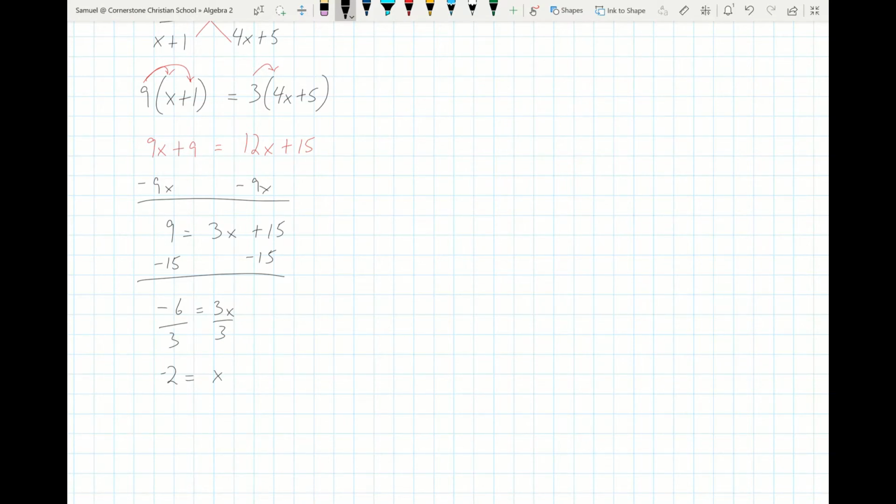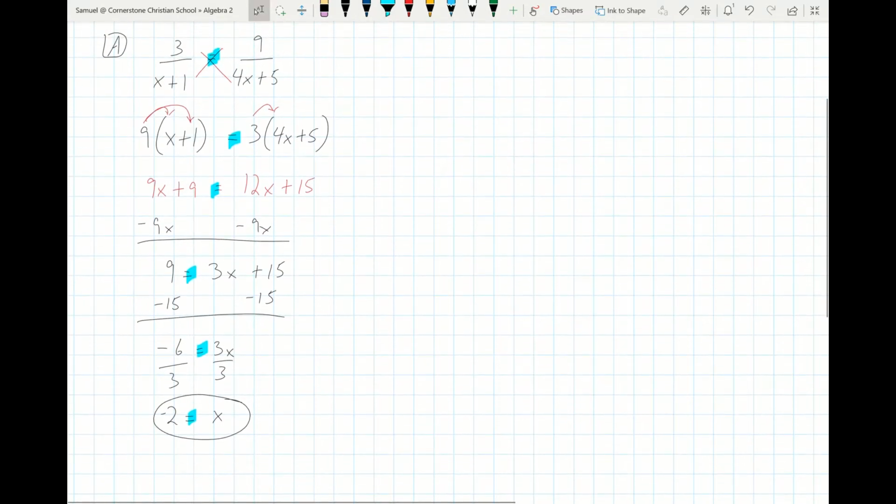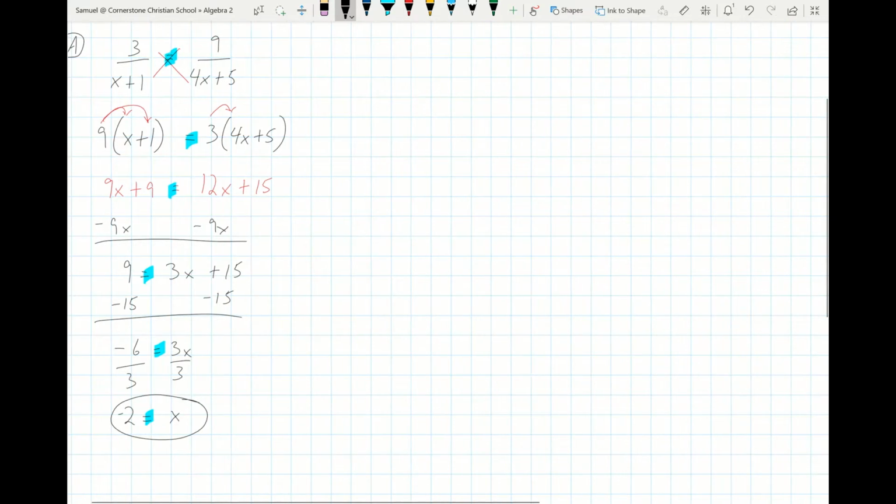Negative 2 equals x. So you'll notice the difference between this lesson and the previous ones is that we do have equals signs throughout the entire problem, which means that our final answer needs an equals sign. So we need to solve for whatever the variable might be. In the previous cases where we just had simplifying expressions, we would not be solving because there was no equal sign present. Let's try another one.